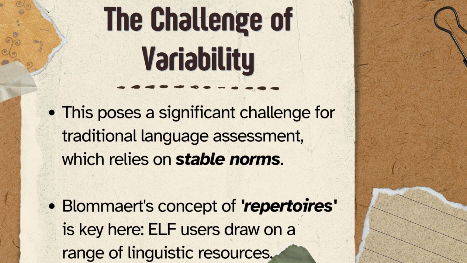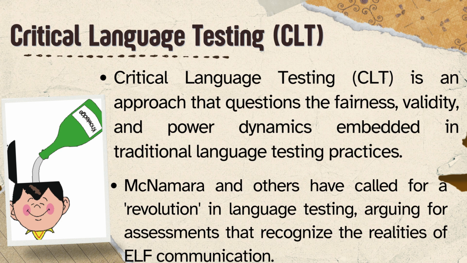Now, let's proceed to the next topic. We have here critical language testing or CLT. Critical language testing is an approach that questions the fairness, validity, and power dynamics embedded in traditional language testing practices. So, scholars in this field argue that conventional language assessments are built on a monolingual bias, which means that it favors native speaker norms, particularly those of people who speak dominant varieties such as British and American English. This bias inherently disadvantages speakers who use English as a lingua franca, or ELF, as their language use often diverges from these idealized native standards.